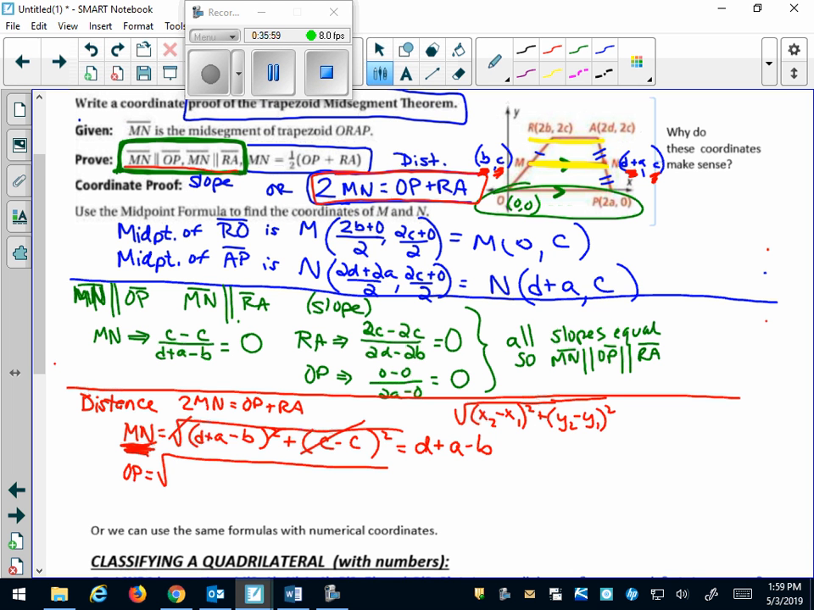So now we're on the bottom here again. Subtract the x's. We've got 2a minus 0 squared plus 0 minus 0 squared. Subtract the y's. Well, clearly 0 minus 0 is 0. If we have 2a minus 0, we get 2a. And it's squared and square rooted. What do we end up with? Just 2a.